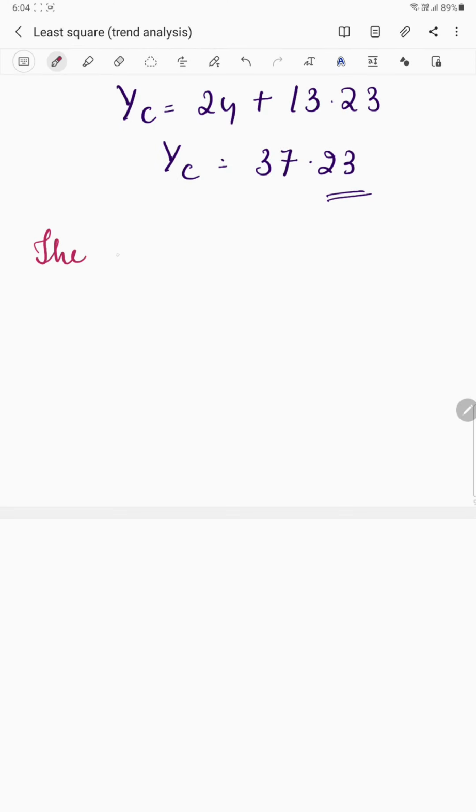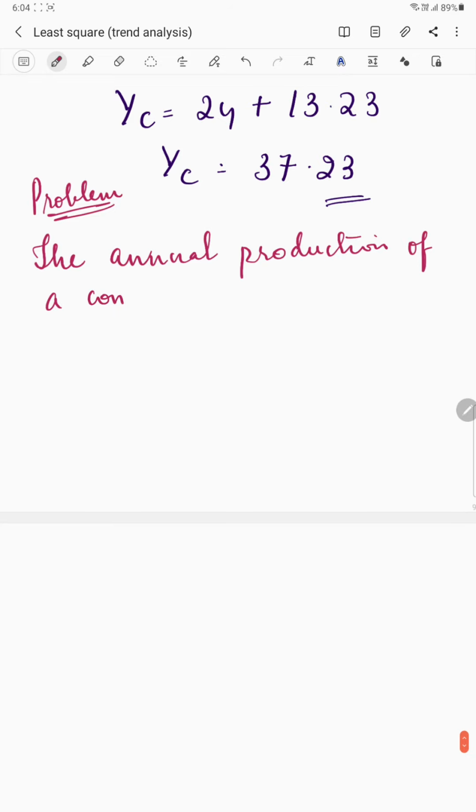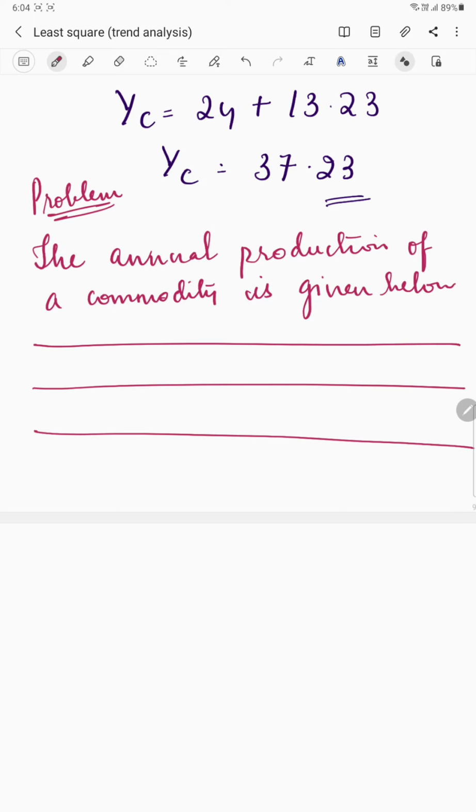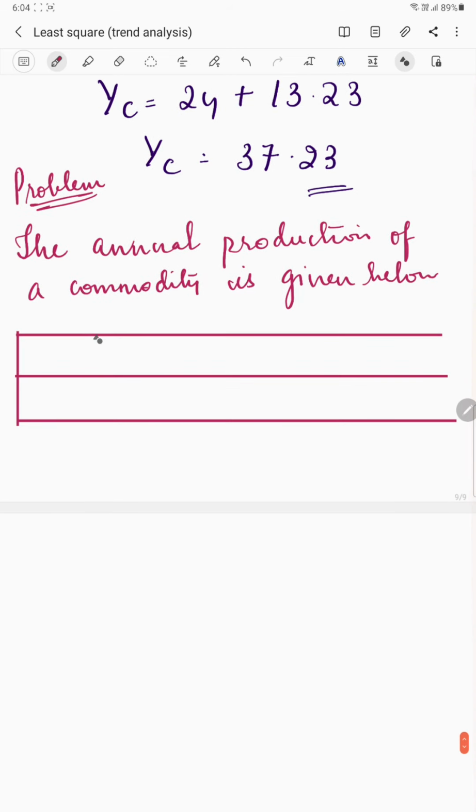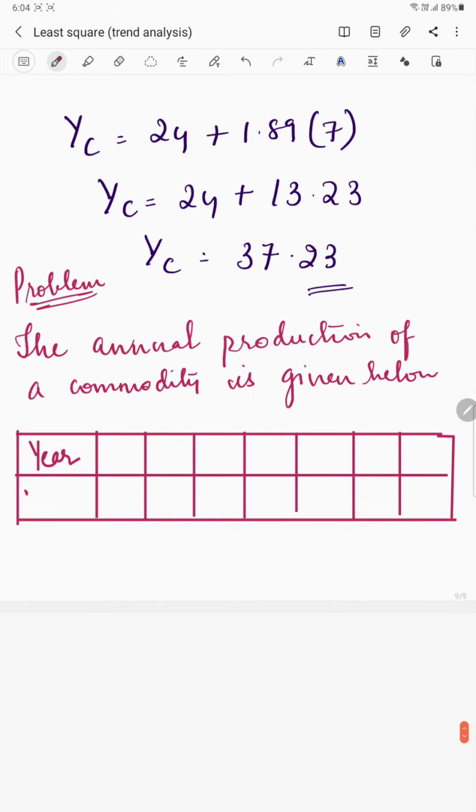Okay, so the annual production of a commodity is given below. So let's write that. Okay, so I have year and production, 1 2 3 4 5 6 and the seventh one. Okay, so we have year and production.